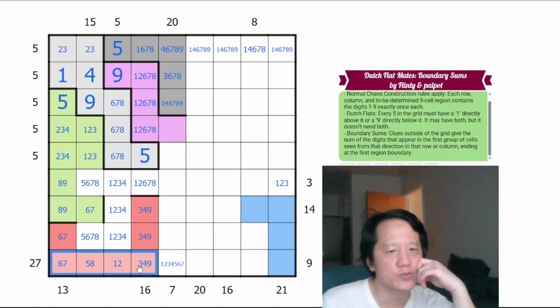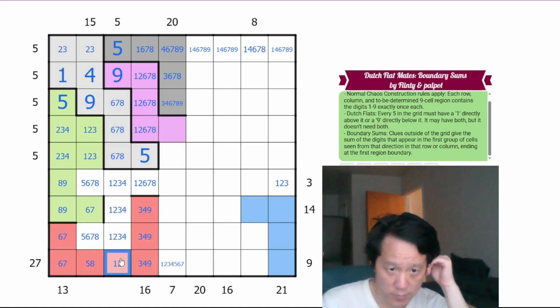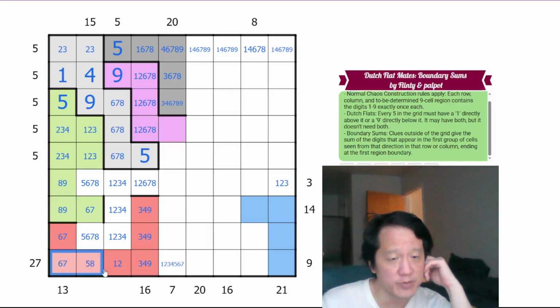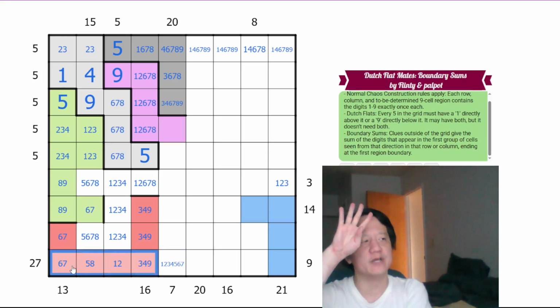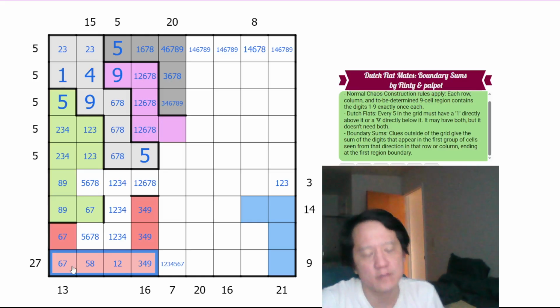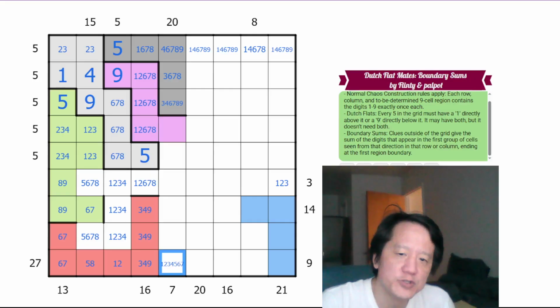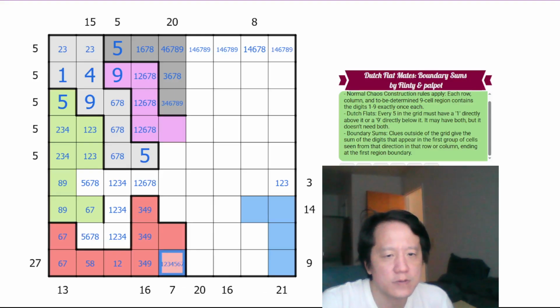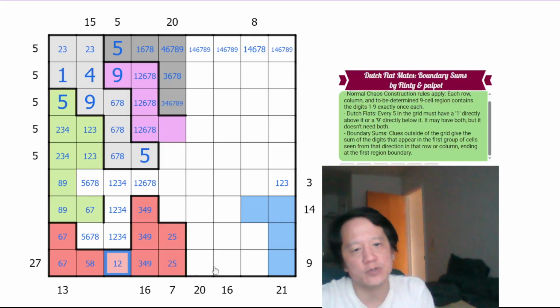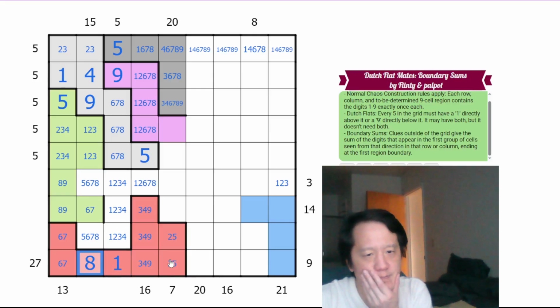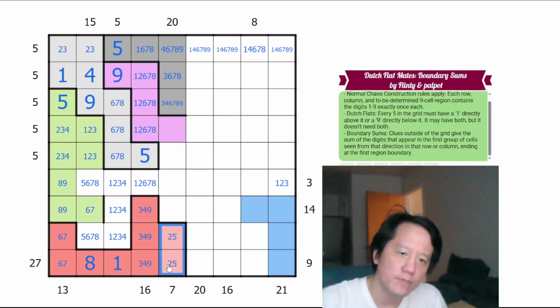This cannot add up to 27 with a 1 or 2 there. So this must be 5 digits to add up to 27, right? 4 digits adding up to 27 is at minimum 3, 7, 8, 9. So this must be part of it. Therefore, this is part of the region. And it has to be 2 and 5 adding up to 7. Which means this can't be 2, it's 1. This can't be 5, it's 8.